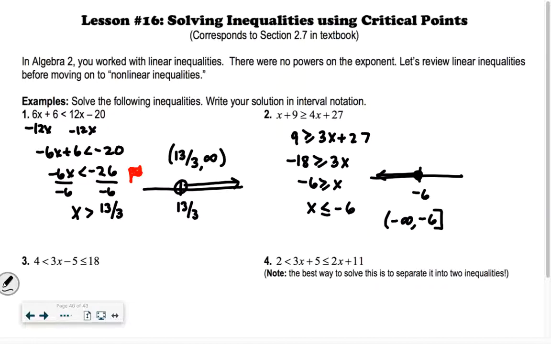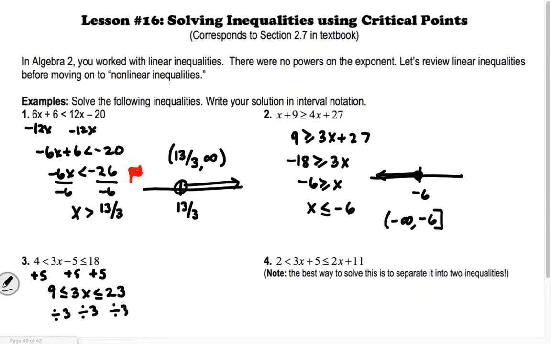Sometimes we have them kind of in between. If you remember on these ones, when we have 3x minus 5, and I'm trying to get the x by itself, I know I'm going to add 5 to each location and then divide by 3. So we add 5, add 5, add 5. We get 9 is less than or equal to 3x, which is less than or equal to 23. And then we would divide everything through by 3. When we divide everything through by 3, did I make a mistake? Yeah, after 9, it's not less than or equal to, it's just less than. Oh, okay. I thought I messed up on the 23. I was like, I should have made this problem nicer.